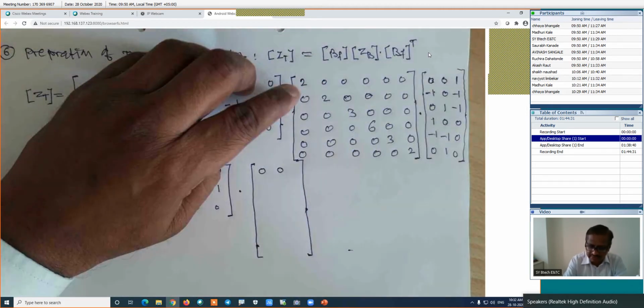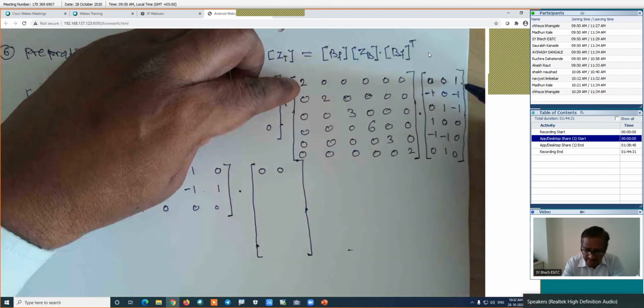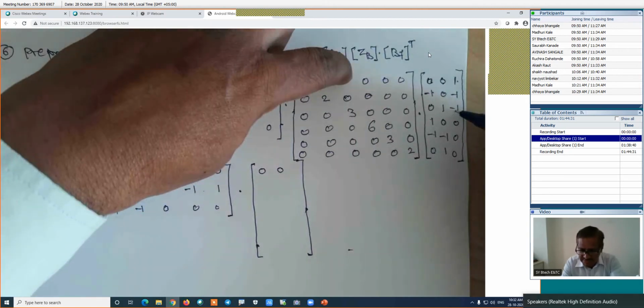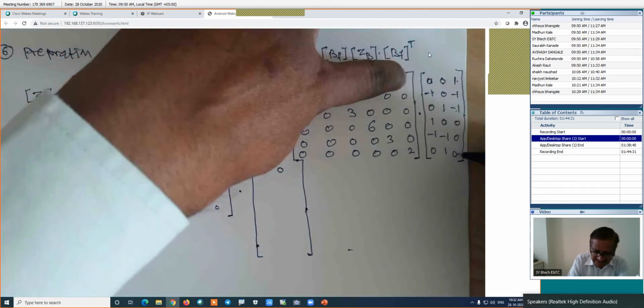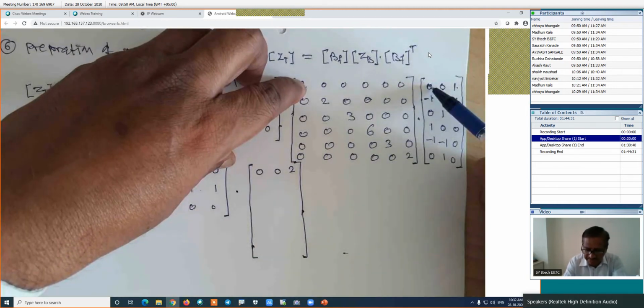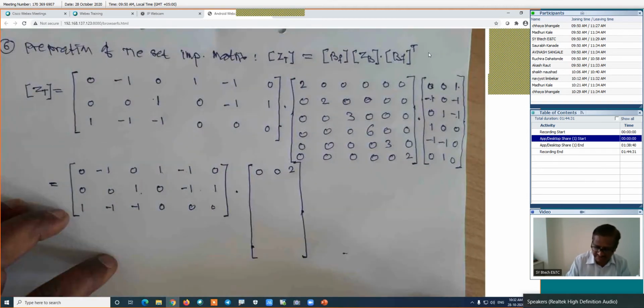Now look at this row, last column. 2 into 1 is 2, plus 0 plus 0 plus 0 plus 0 plus 0. This value is 2. This is the multiplication of these two elements plus the multiplication of these two elements and so on. I am just doing the oral calculations, nothing else.